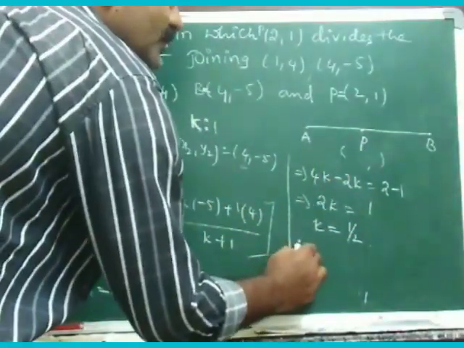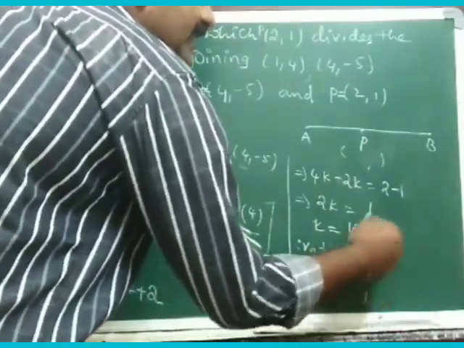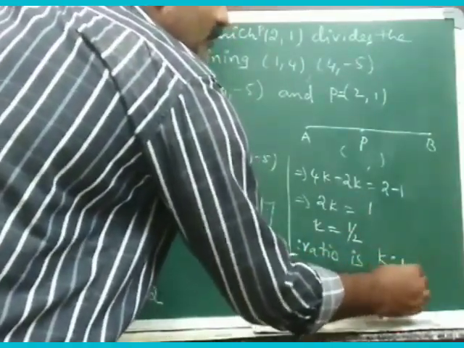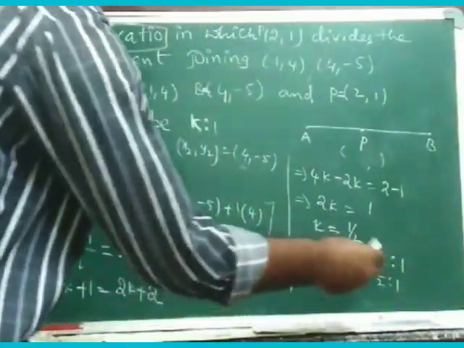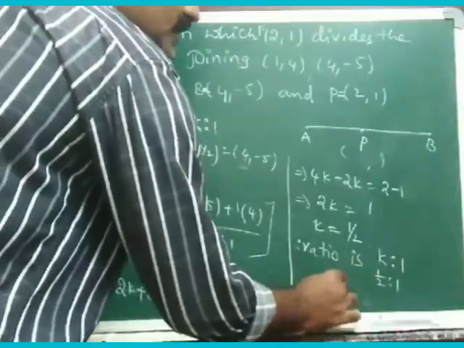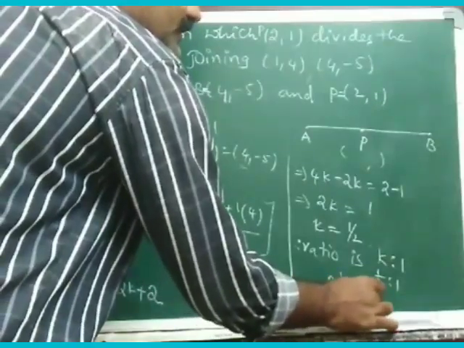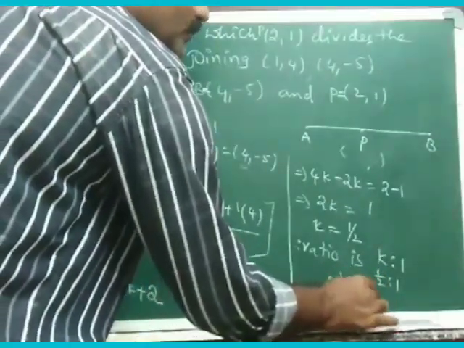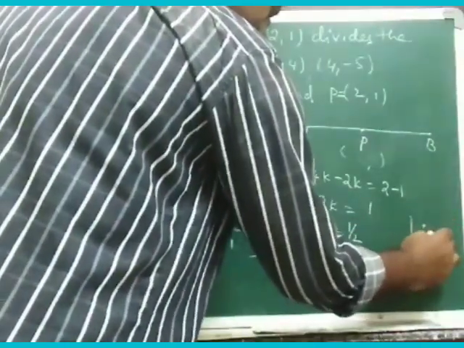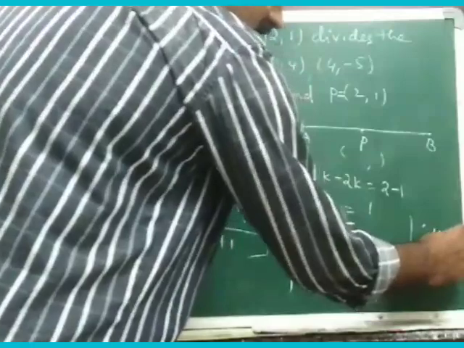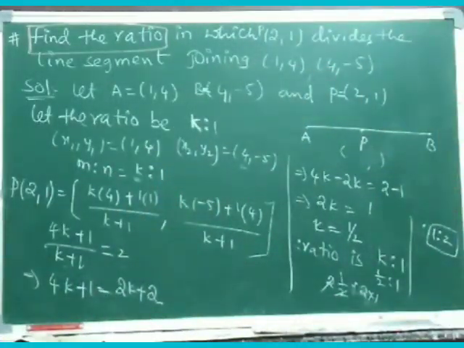Therefore, what is the ratio we assumed? We assumed the ratio as k is to 1, no? K is to 1. Now, instead of k is to 1, we can take it as 1/2 is to 1. Now, if you multiply both sides with 2, 2 into 1/2 is 2... 1 into 2, no? 2 into 1. So this gets cancelled. Therefore, the ratio is 1 is to 2. The ratio is 1 is to 2.